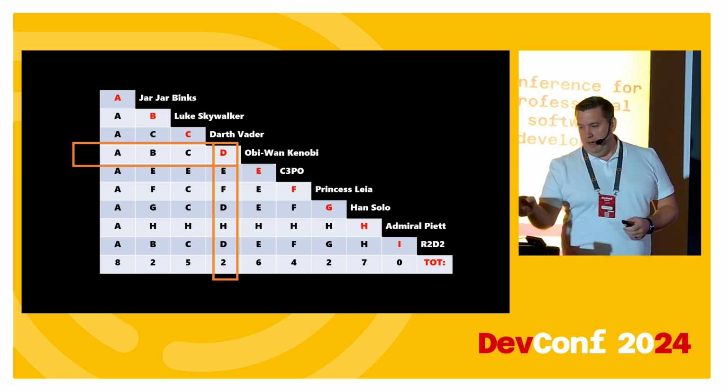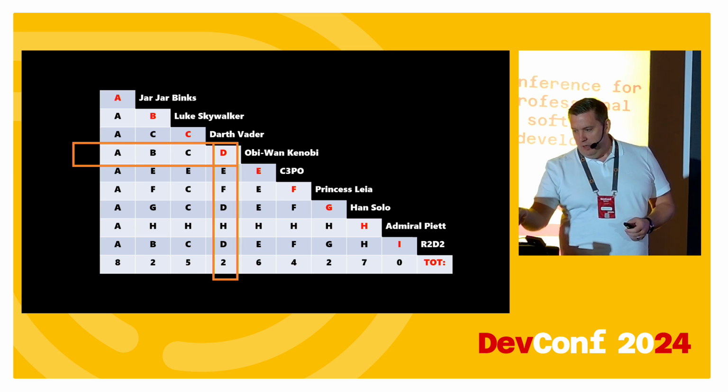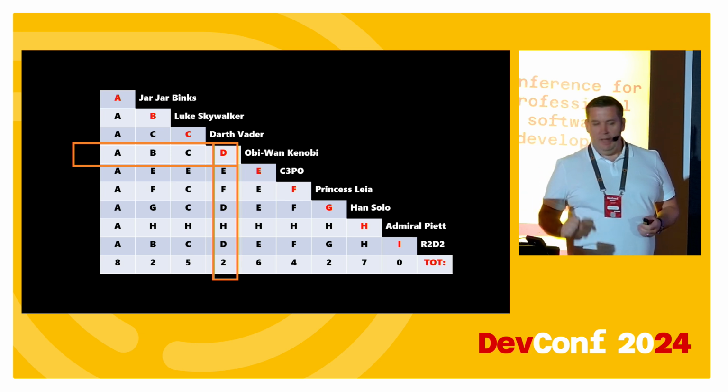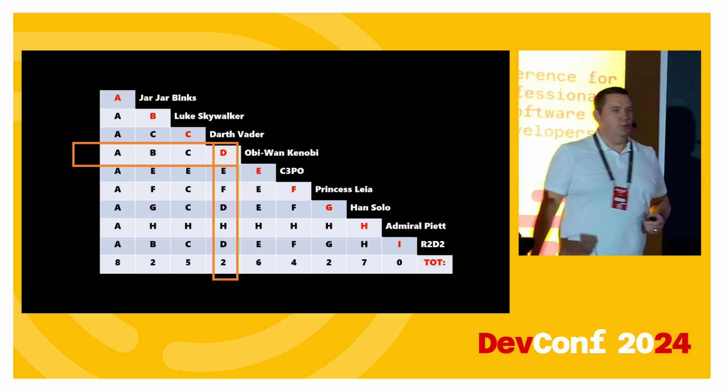So it's super interesting to see here. Okay, Obi-Wan Kenobi is D. There's 2 Ds, so he got 2 points. Jar Jar Binks got 8 points, and don't you even try to introduce Luke into this.